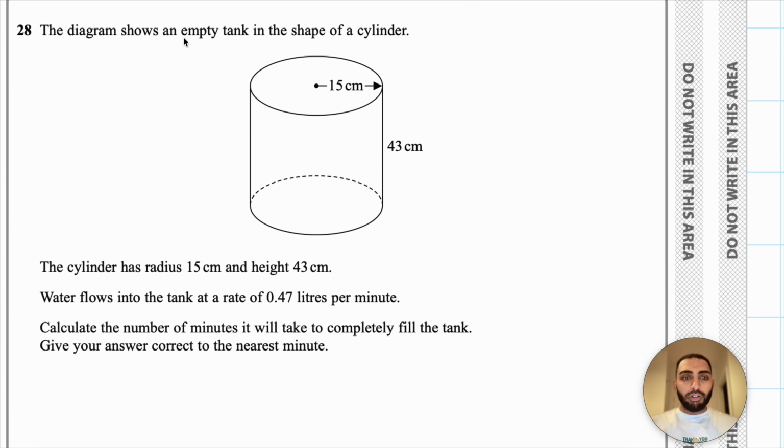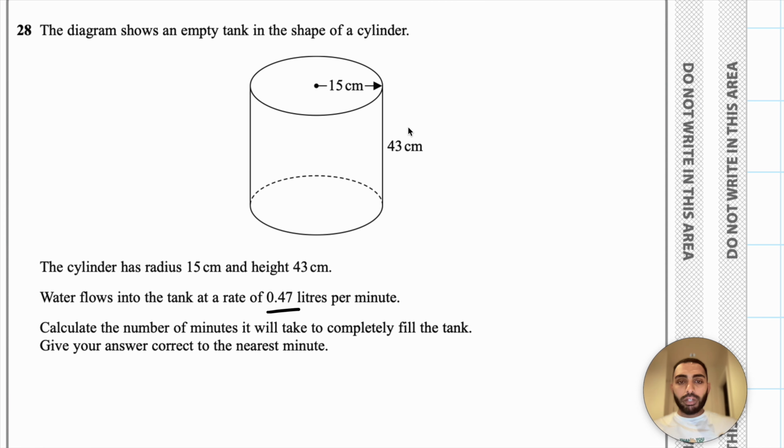Question 28. The diagram shows an empty tank in the shape of a cylinder. The cylinder has a radius of 15 centimetres and a height of 43 centimetres. Water flows into the tank at a rate of 0.47 litres per minute. Calculate the number of minutes it will take to completely fill the tank. Give your answer correct to the nearest minute.